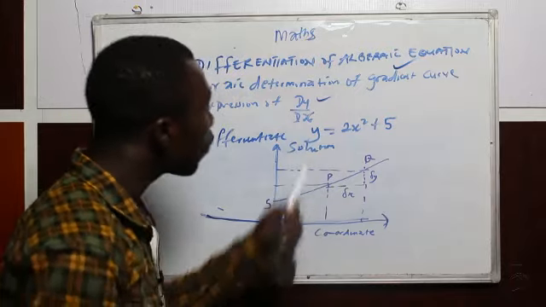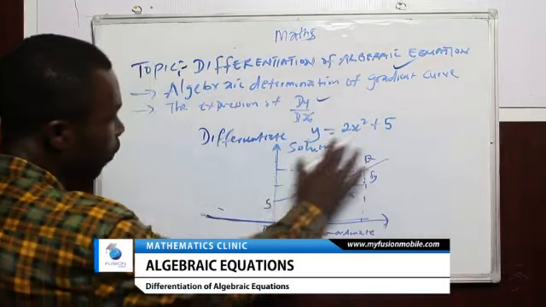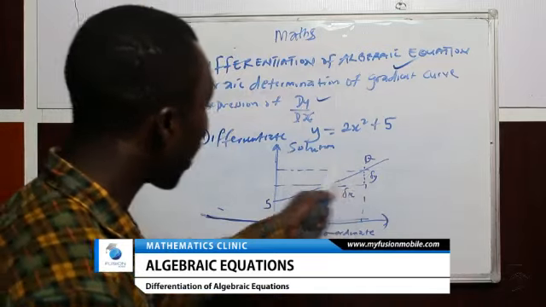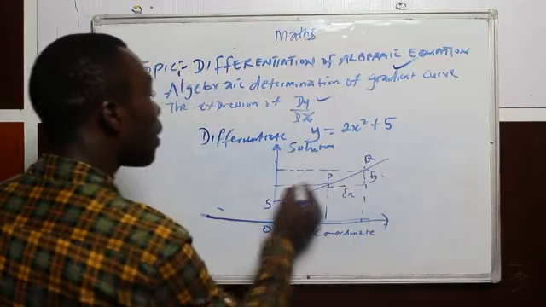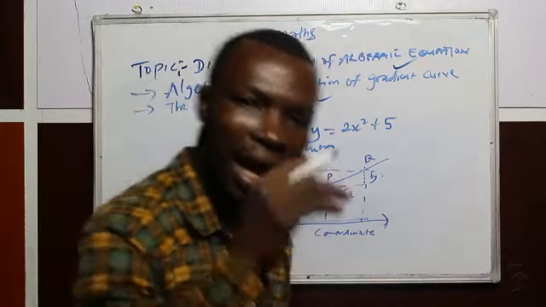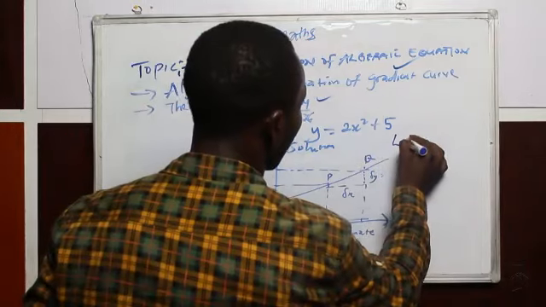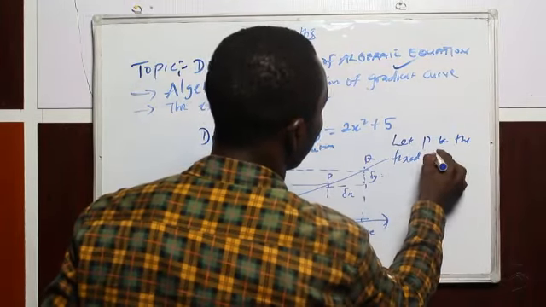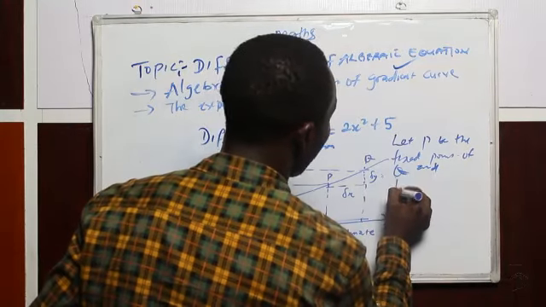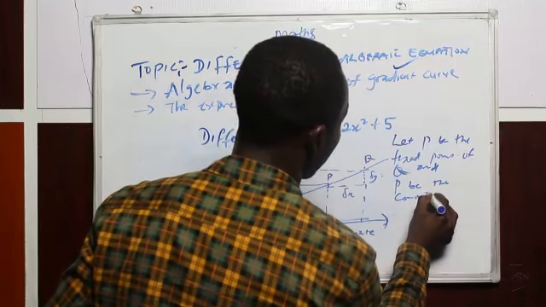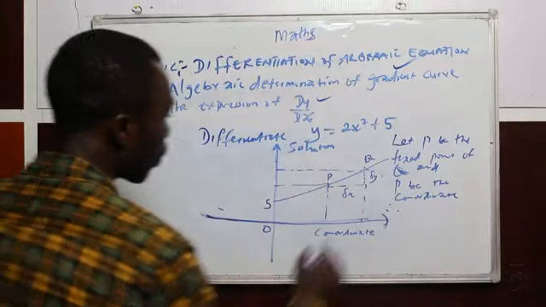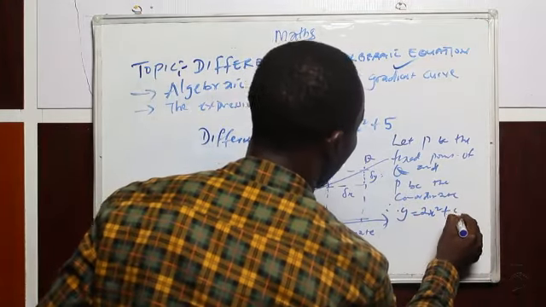Good. Now, differentiate y equals 2x squared plus 5. In this question, this is the first thing we have to do, because we represent P and Q as points that lie between the x and y axes. Delta y represents changes in the y direction, and delta x represents changes in the x coordinates. Now, let Q be the fixed point and P be the coordinate. So our P is the coordinate, our Q is the fixed point, therefore y equals 2x squared plus 5.